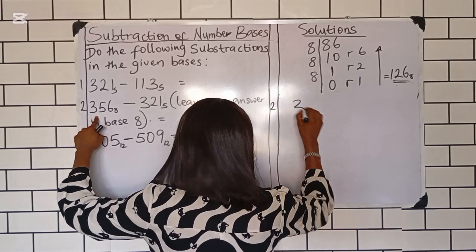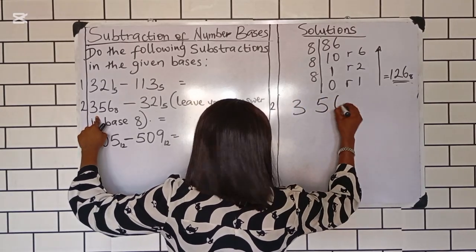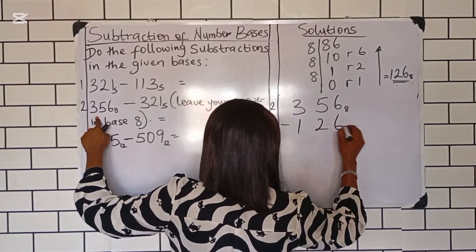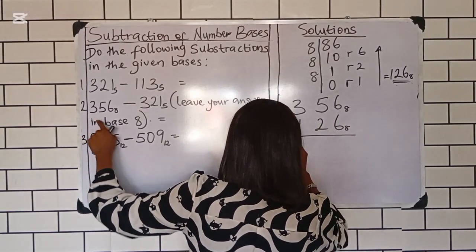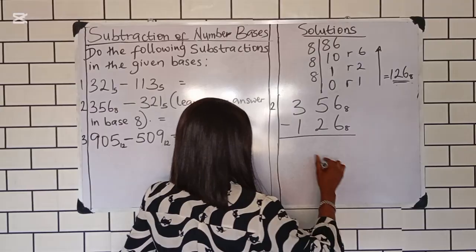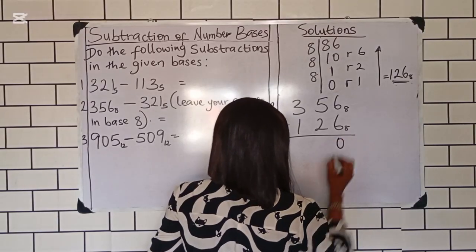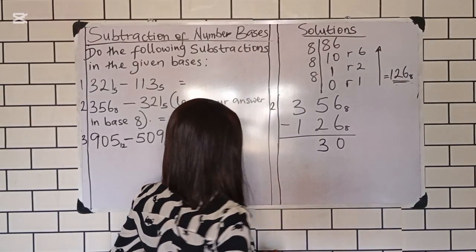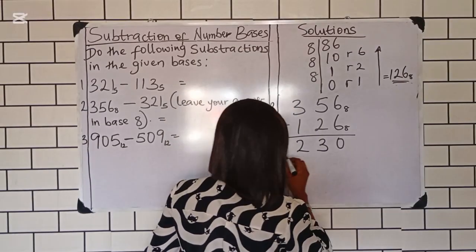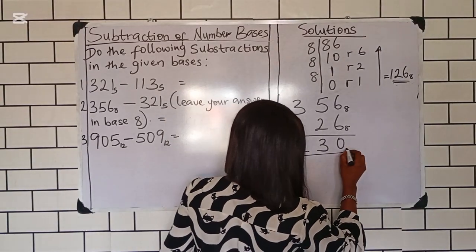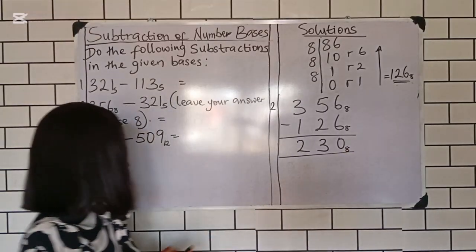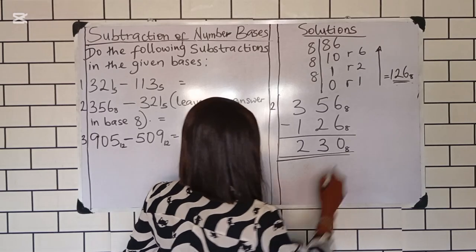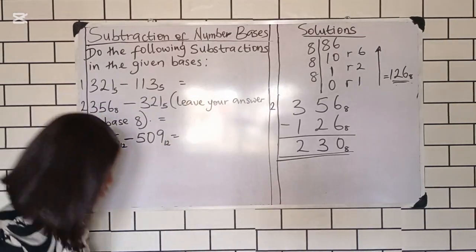You have your 356 in base 8 minus 126 also in base 8. Now we subtract. 6 minus 6 here will give us 0. You write your 0. 5 minus 2 will give us 3. 3 minus 1 here will give us 2. We have our 230 in base 8. Remember, they asked us to leave our answer in base 8. Therefore, this is our final answer for question number 2.